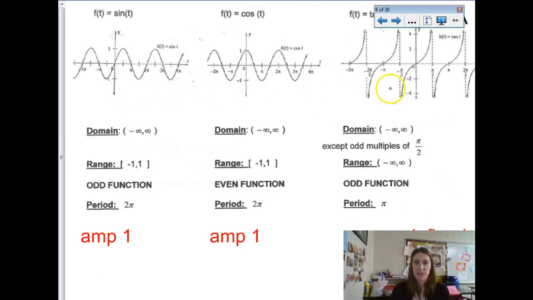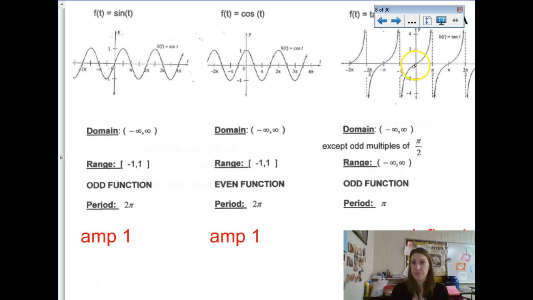Sine, cosine, and tangent are the main 3 trig functions that we discuss often. So here's their graphs side by side by side. So some major differences. They all have domain unrestricted. Sine and cosine have range of -1 to 1. It's a standard cosine and sine function. Sine is odd because it has symmetry of the origin. Cosine is even, has symmetry of the y-axis.